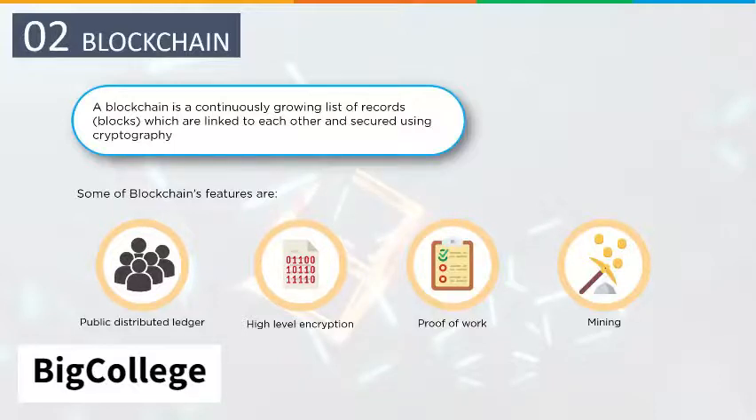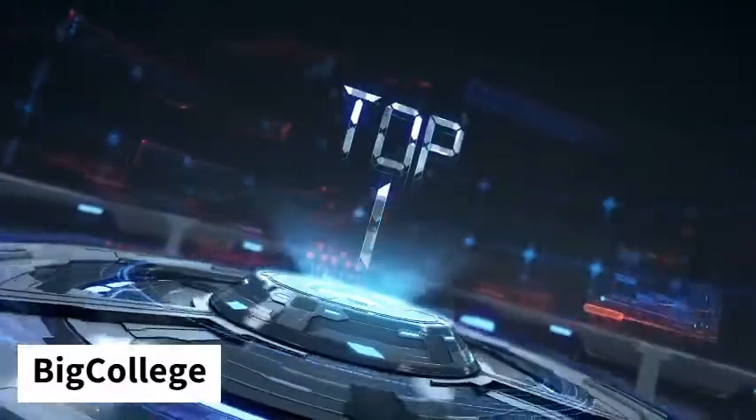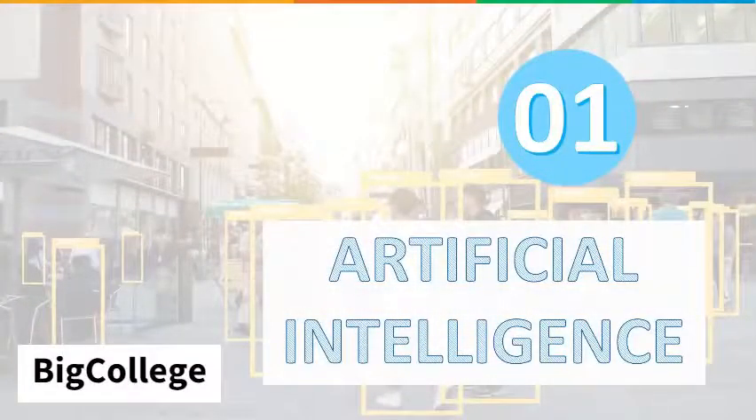There's also something known as proof of work, where people need to solve complex mathematical problems before which they can add a block to the blockchain. And finally, people who add blocks to the blockchain are rewarded in cryptocurrency or some similar remuneration. And at the first place, we have artificial intelligence.